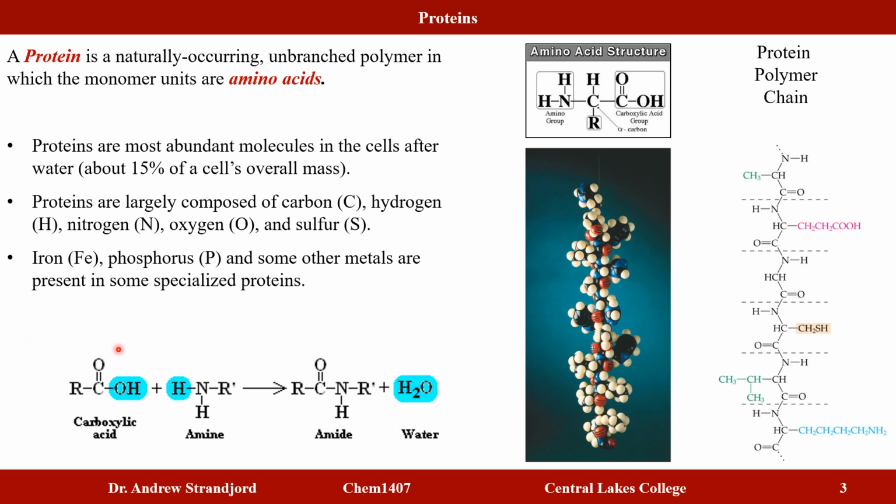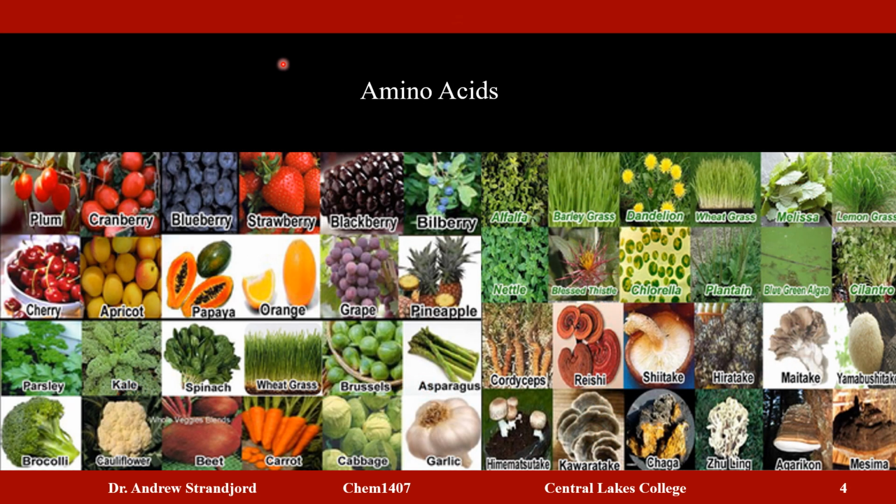If I look at a carboxylic acid, it can react with an amine to form an amide bond right there. And if I look at this polymer chain here, here's a whole bunch of amides. So if I take a carboxylic acid, shown here on this amino acid, and I react it with an amine, also shown here on this amino acid, they can react to form amides or peptide bonds. Let's take a look at those monomer units and their abundance and their structure.